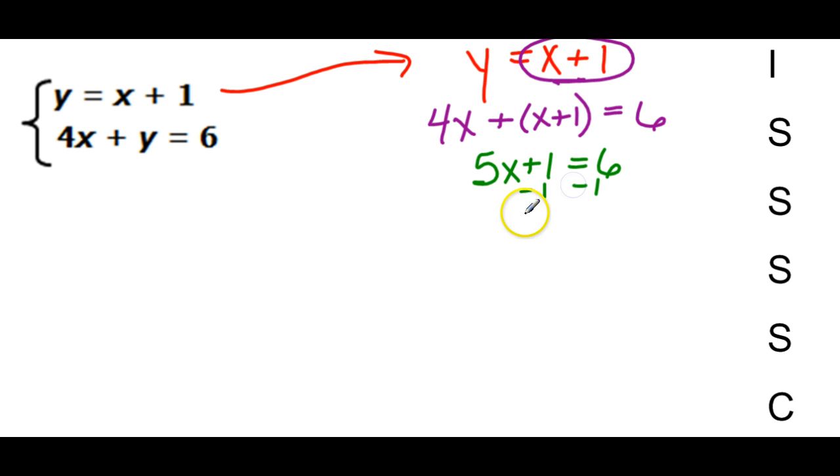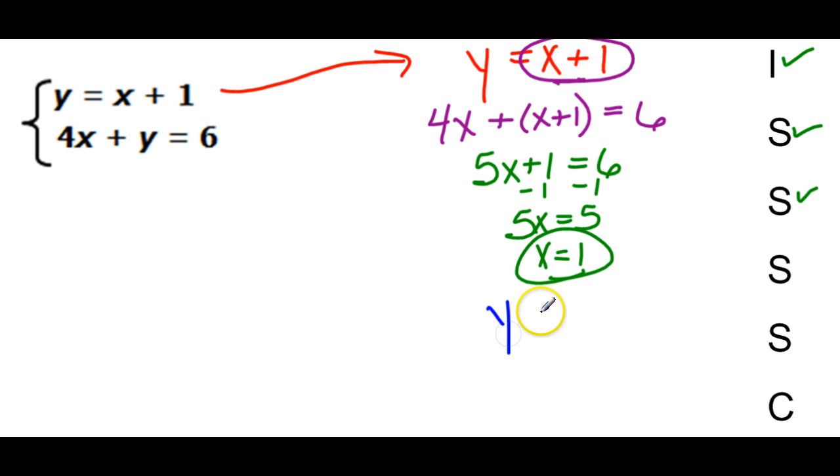Subtract 1 from both sides. 5x is equal to 5. Divide both sides by 5. X is equal to 1. Okay, so isolate, substitute, solve. Now I'm going to substitute back into this original one, which is y is equal to, x comes out, 1 goes in its place, and then that was plus 1. And now I'm going to solve this, which is going to give me y is equal to 2.